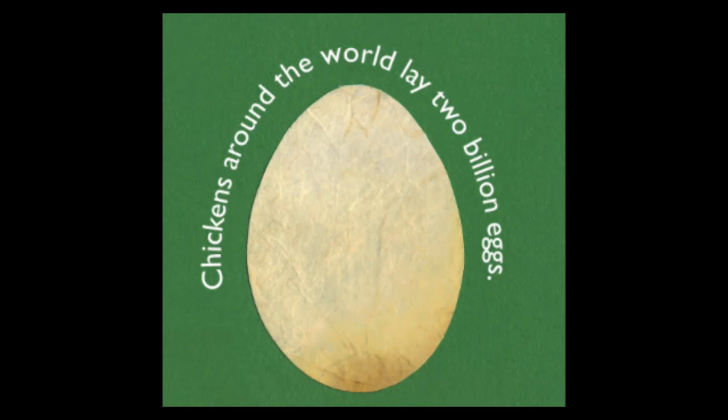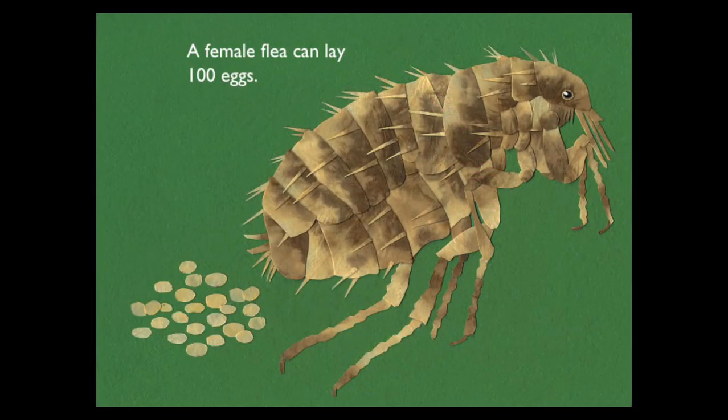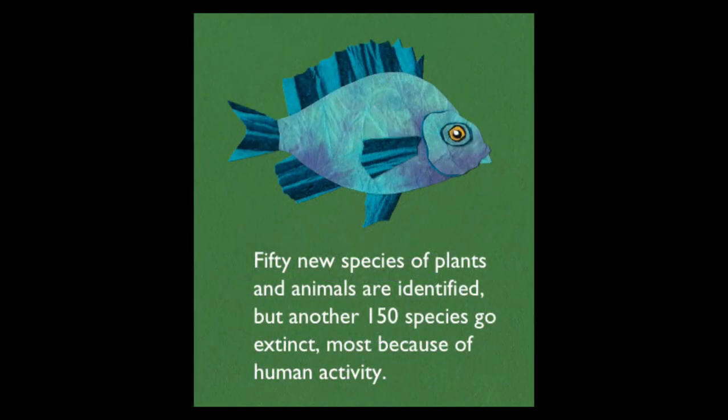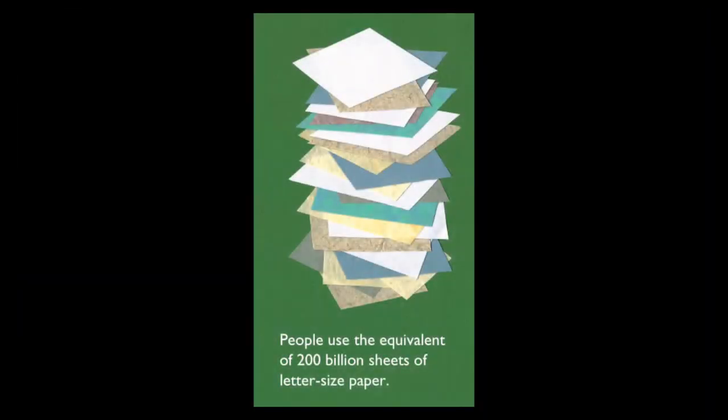Did you know that in 1 day, chickens around the world lay 2 billion eggs? A female flea can lay 100 eggs. In 1 day, a mayfly larva hatches, lives its entire life, and dies. In 1 day, 50 new species of plants and animals are identified, but another 150 species go extinct, most because of human activity. People use the equivalent of 200 billion sheets of letter-sized paper each day.